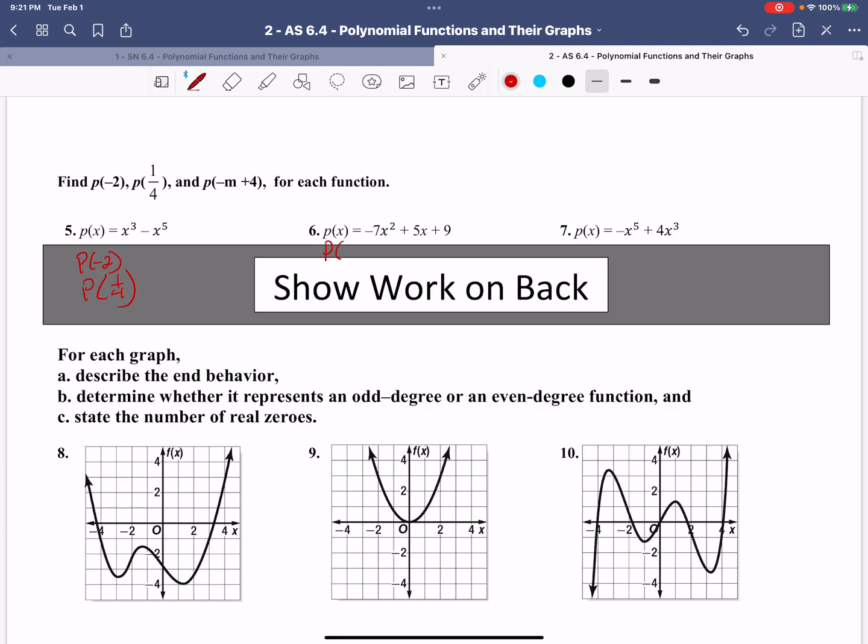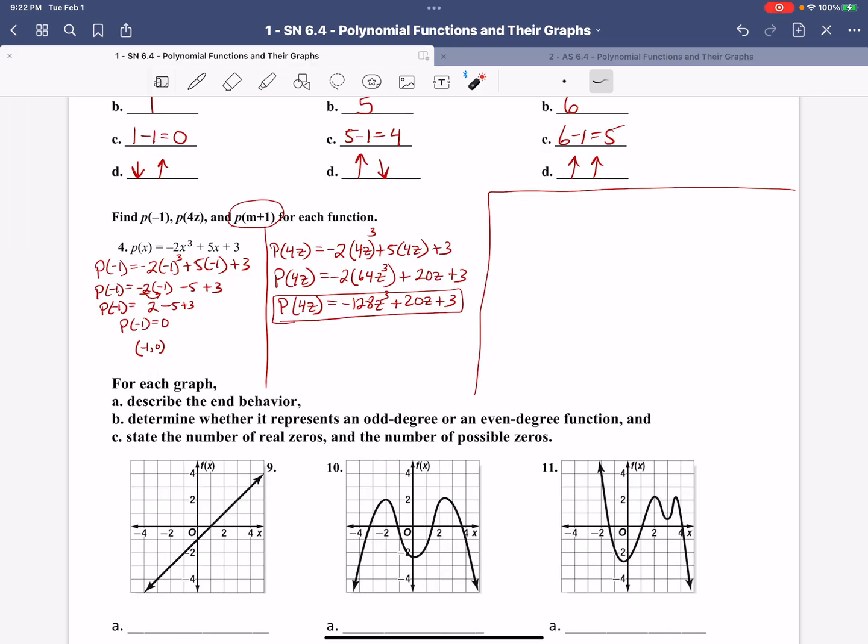So for both of these, only do those two. And then for number 7, you're only going to do p to the negative m plus 4. So I took off the negative m plus 4 for number 5. I took off the negative m plus 4 for number 6. And I took off the negative 2 and the 1/4 for number 7. So that reduced your assignment by 4 problems, and only makes us do this longer problem one time instead of 3. Okay, so let's go back and finish this up, our last problem.